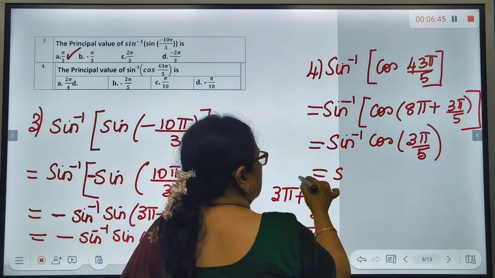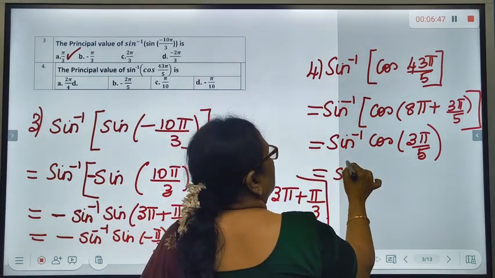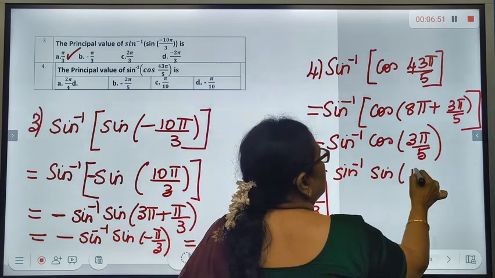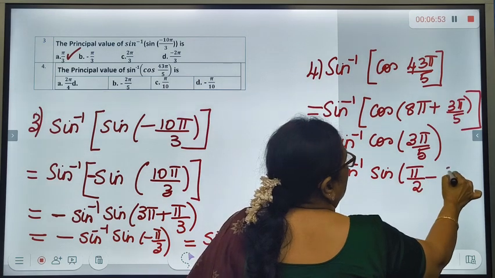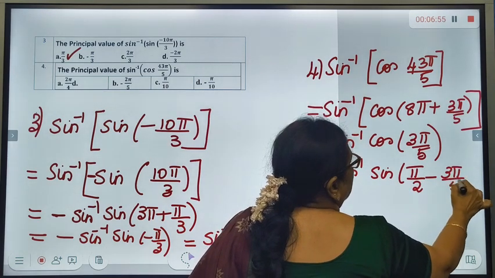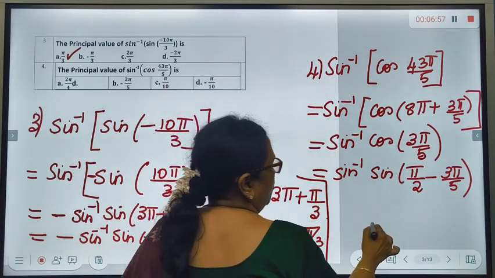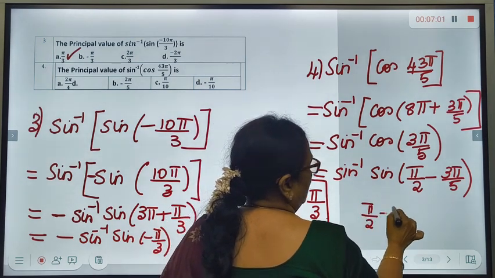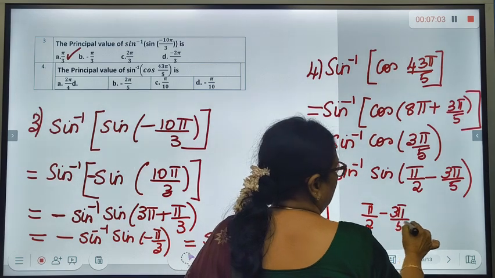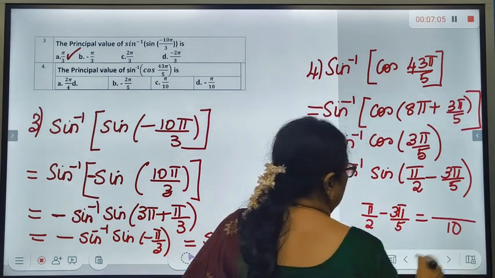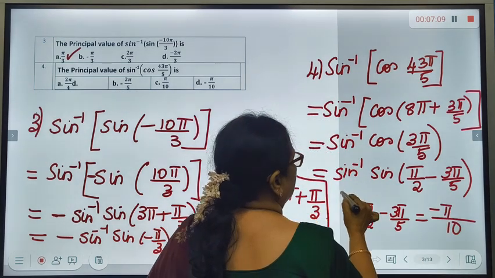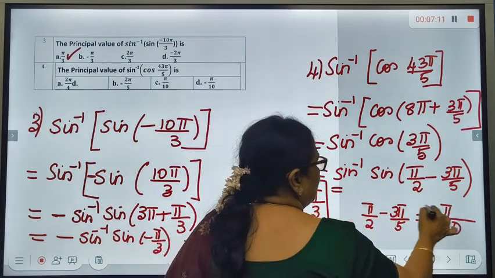This is sine inverse of, cos theta can be written as sine of pi by 2 minus theta. Pi by 2 minus 3 pi by 5. What is pi by 2 minus 3 pi by 5? Pi by 2 minus 3 pi by 5 will be 5 pi minus 6 pi, which is minus pi by 10. So this is minus pi by 10.